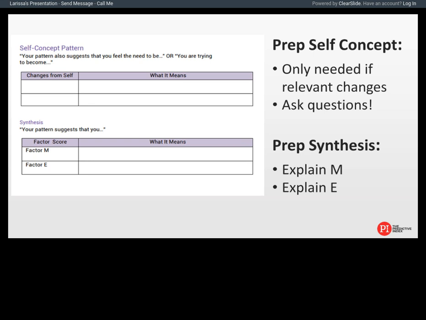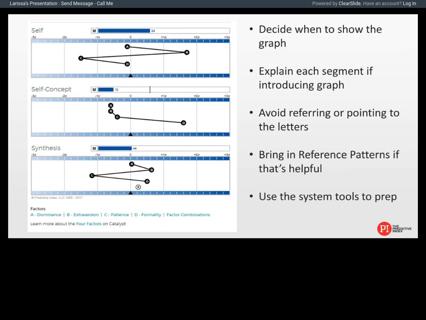All right. So here we are. This is my sample person here. As you're going through, you also want to make the readback process your own. So whatever your intro is, decide whether you're going to show the graph to them.